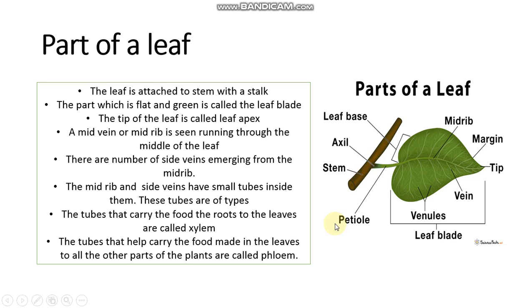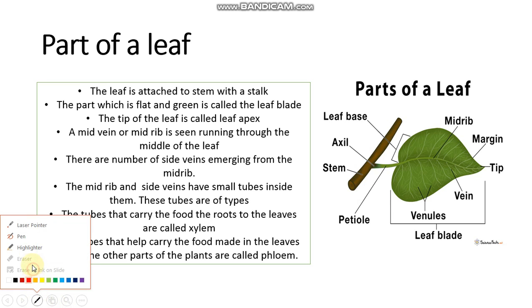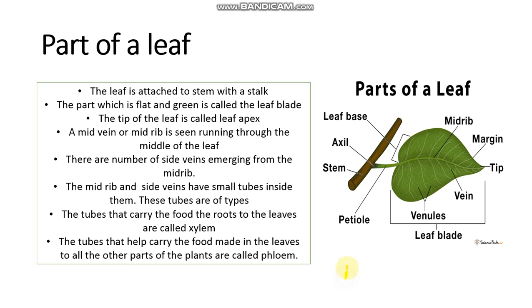See here, what happens? Xylem takes it from here to here, for example. I'll show you one thing, student. Okay, the root means the xylem passes like this and passes through this. The phloem starts and passes through every part. That passing to every part is called phloem.